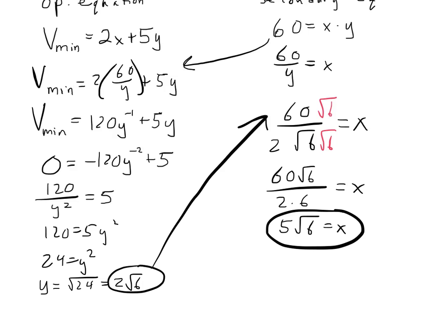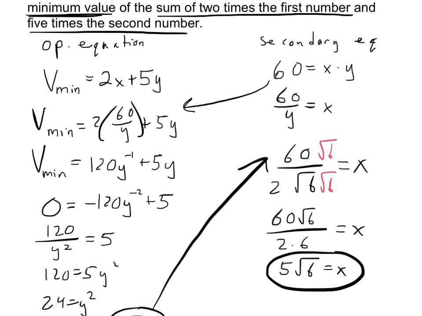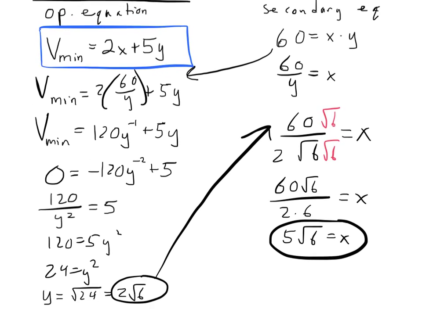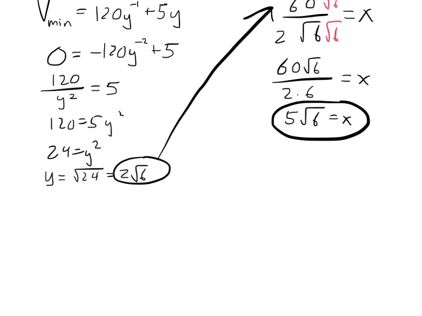The last step in this whole thing is supposed to be, what did the question ask for? This question asked for us to find the minimum value of the sum of 2 times the first number and 5 times the second number. They want this thing, right? So I'm going to bring that down to the bottom of the problem. They want minimum value of 2x plus 5y.